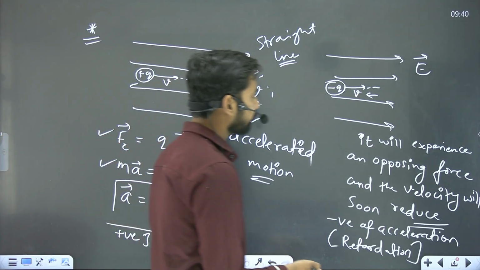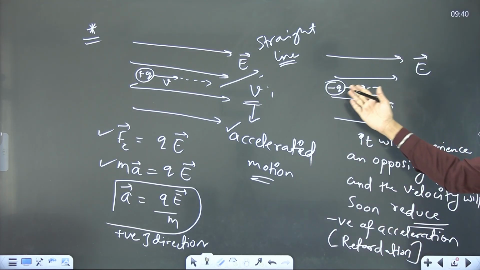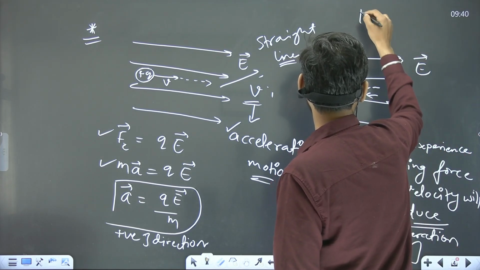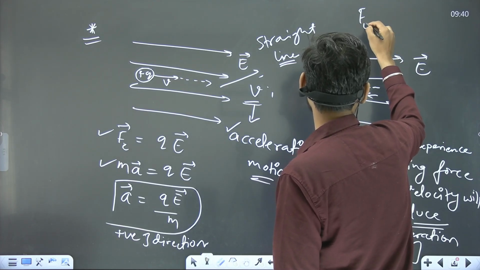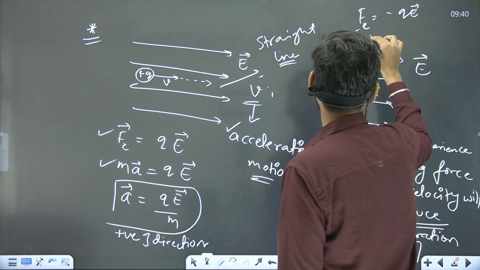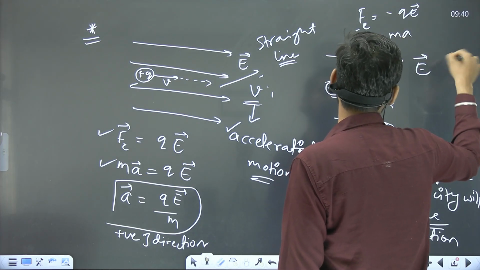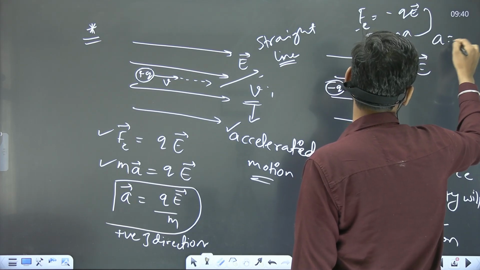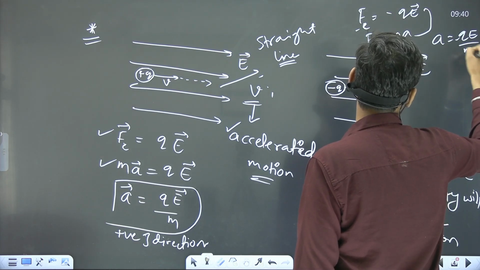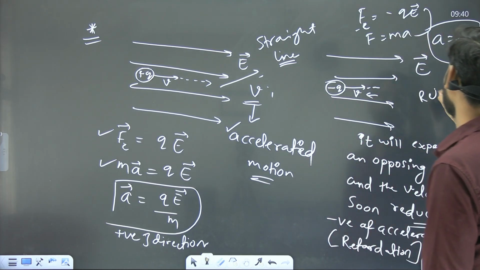And at the same time, if I try to find the acceleration of this negative charge, then it's in retardation motion. The acceleration which comes is: the electrostatic force is minus QE, and the Newtonian force is MA. If I equate both of the equations, then I get minus QE by M. And this negative sign shows that it's a retardation process.